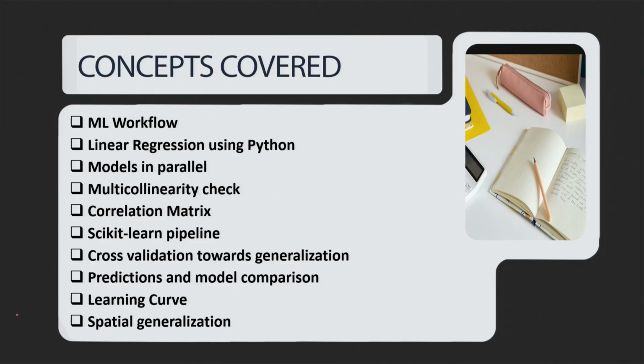We will look into the concepts of cross-validation, which help us in generalization. Then we will look into predictions and model comparison. And then we will look into the concept of learning curve. And finally, the concept of spatial generalization.